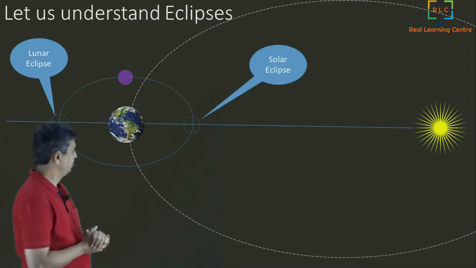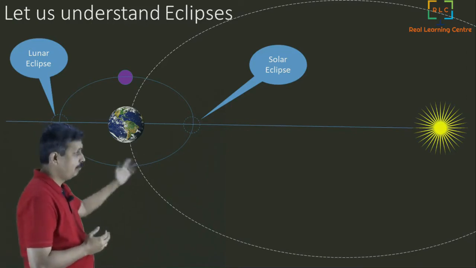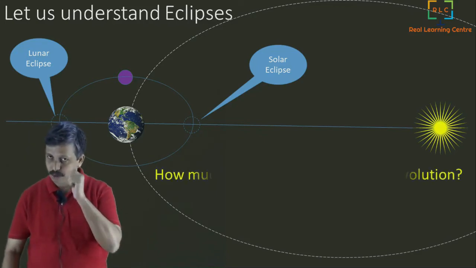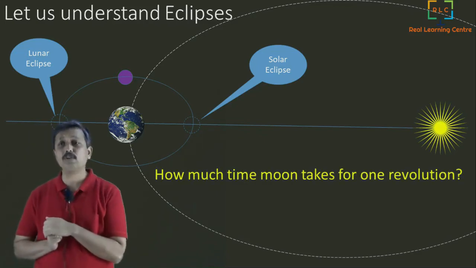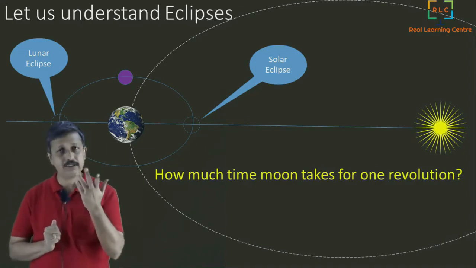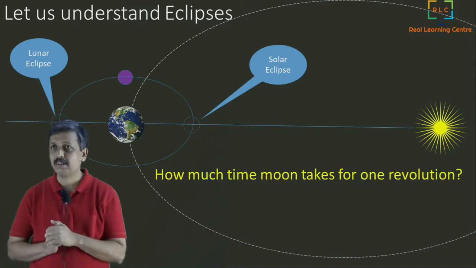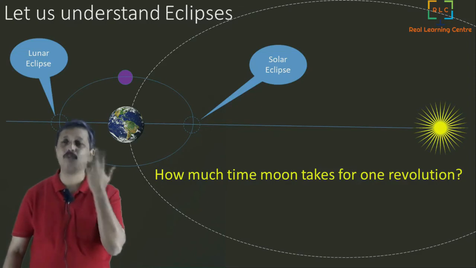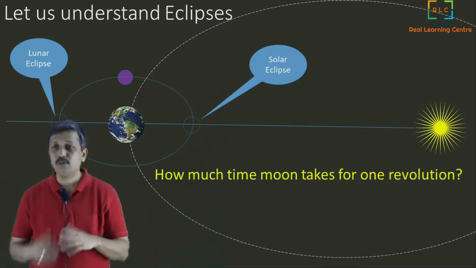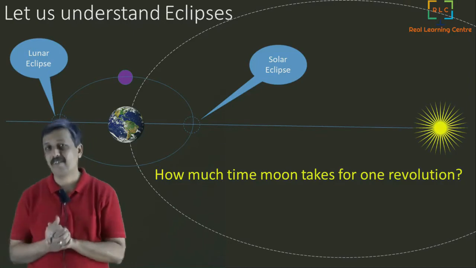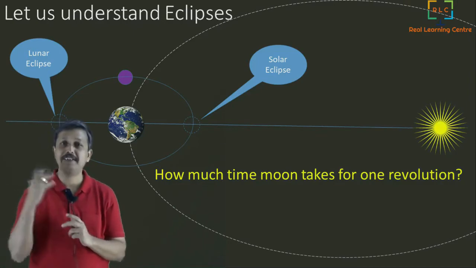Now that we know when a solar eclipse happens and when a lunar eclipse happens, but wait, I will ask one question. How much time does the moon take for one revolution to go around? You know the answer. We did it in the last class, the first video. It takes 27.3 days. Call it approximately one month. So you know why a month is a month? Because it is moon. Moon takes one round and hence it is month.